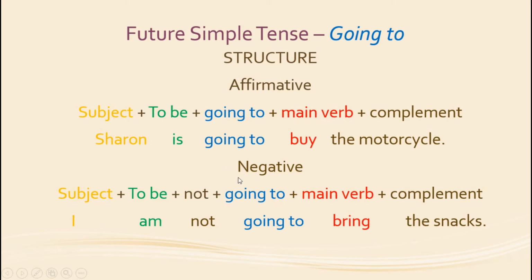Now, for the negative form, we have subject plus the verb to be plus the negative particle not plus going to, the main verb in infinitive form, and the complement. The only difference between the affirmative and the negative form is the use of the negative particle not. So we have this example: I am not going to bring the snacks. That's easy. Okay, very good.